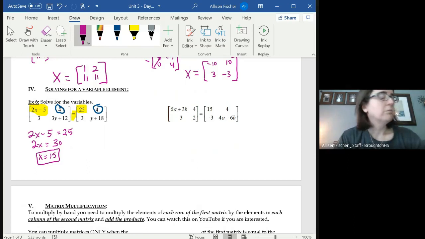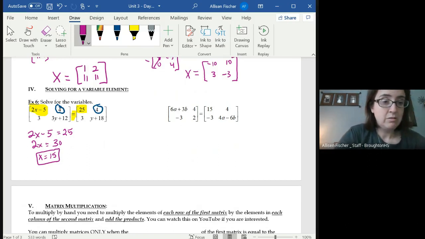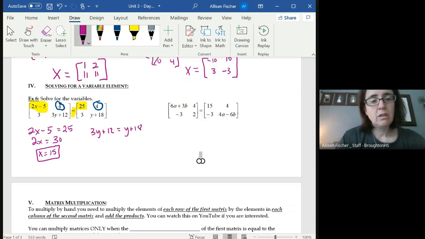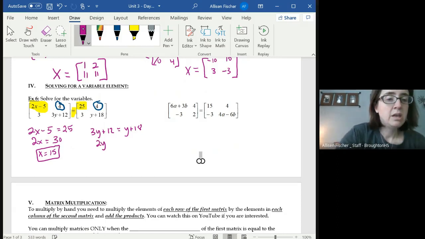All right, on the bottom right, those two elements have to be equal as well. So you get that 3y plus 12 has to equal y plus 18. So you're going to solve that basic equation. Subtract y from both sides, you get 2y. Subtract 12 from both sides, that equals 6. So y equals 3. I don't know why these keep highlighting.